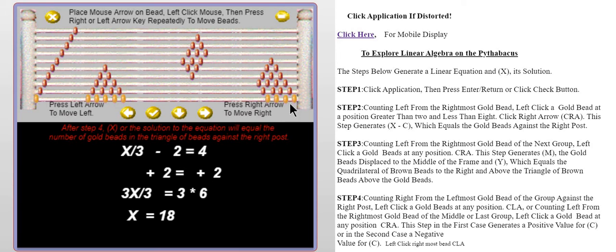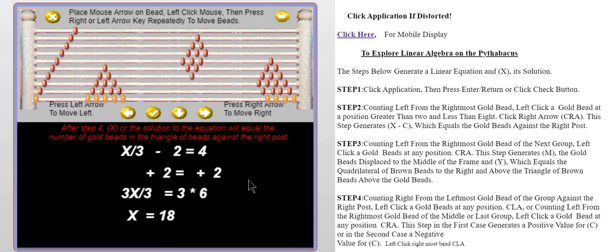Now the beads against the 4 are not the solution for x, but they are y. It is the inverse now, where x becomes y and y becomes x. And so if we look here, the 18 that was y now equals x. We can, on the Pythagoras, solve for x again by following the equation.